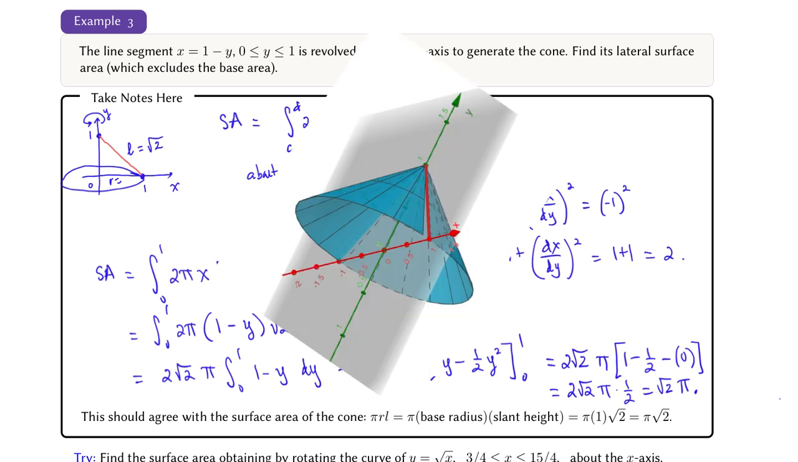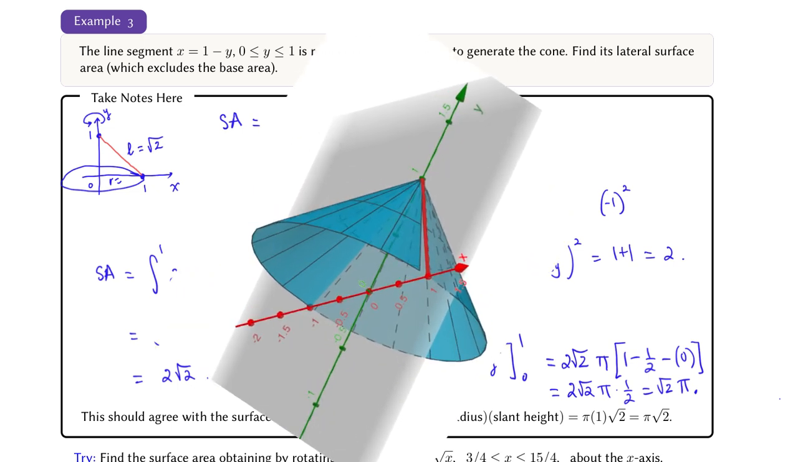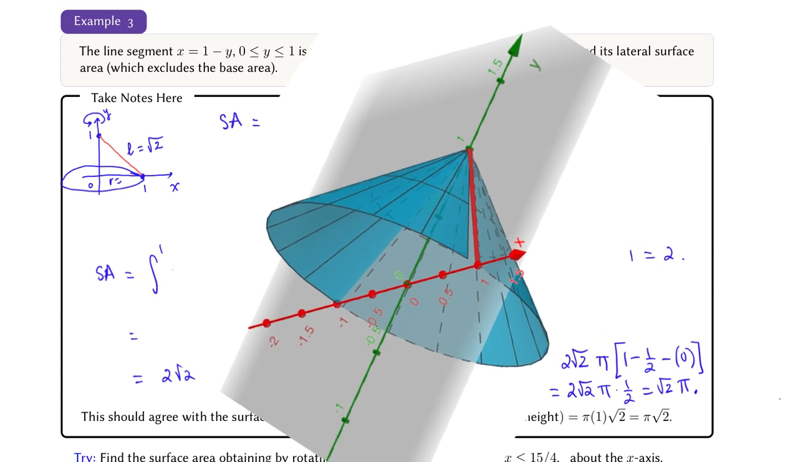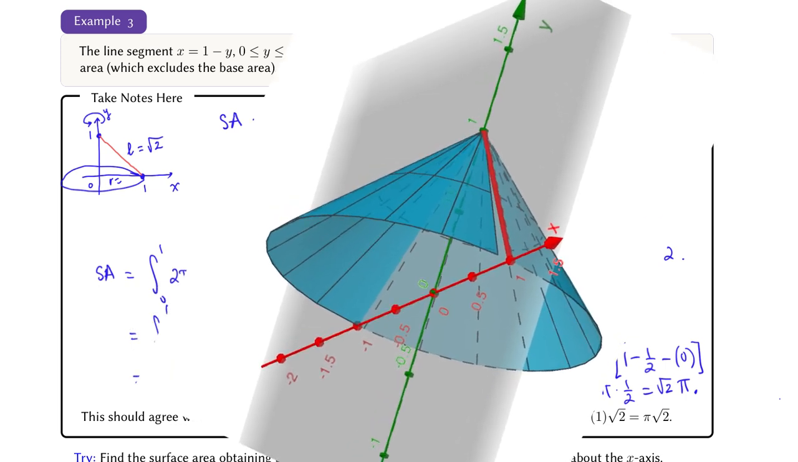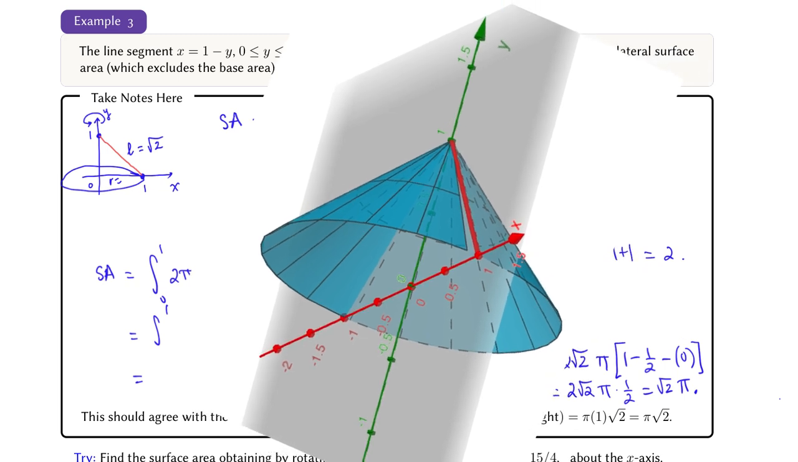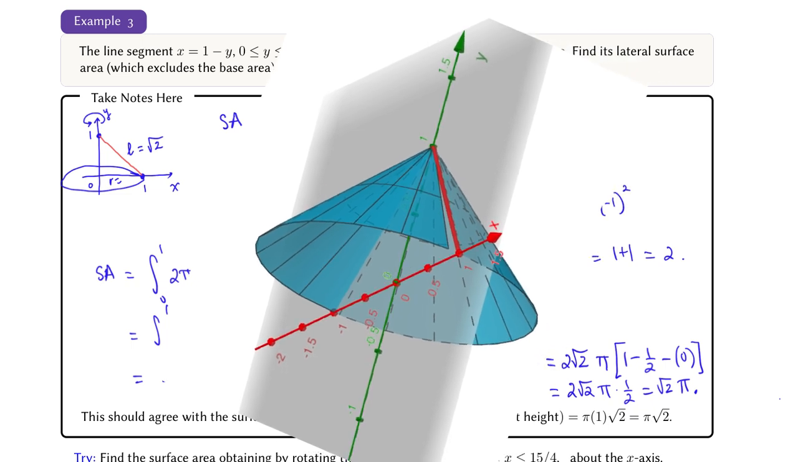We could have obtained the surface area from the area of the cone, which is pi r L. In this case, the radius of the base is 1 and L is root 2, so the area of the cone is pi times 1 times root 2, which is root 2 pi, as expected.